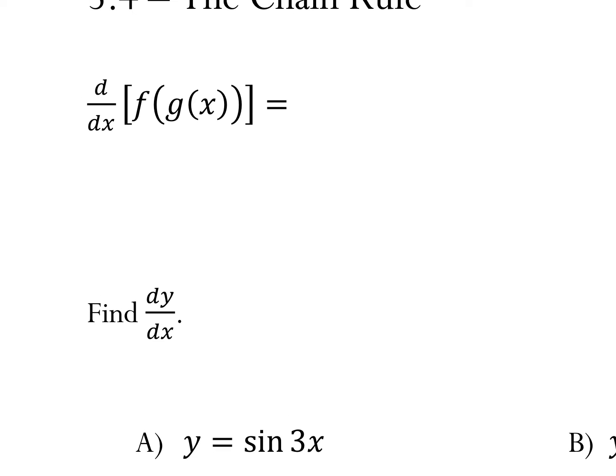All right. So if I take the derivative of f of g of x, now this is a composition of two functions, yes? Okay? And I take the derivative of that with respect to x. What is it? F prime of g of x times g prime of x. It is not f prime of x, it is f prime of g of x.